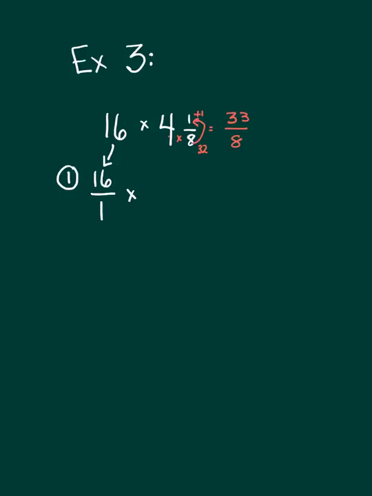So 16 over 1, and then 4 and 1/8 has been converted over here to 33/8. So that's what this is now. This is what that became. Okay, now we're going to multiply across. We get 528 over 8.